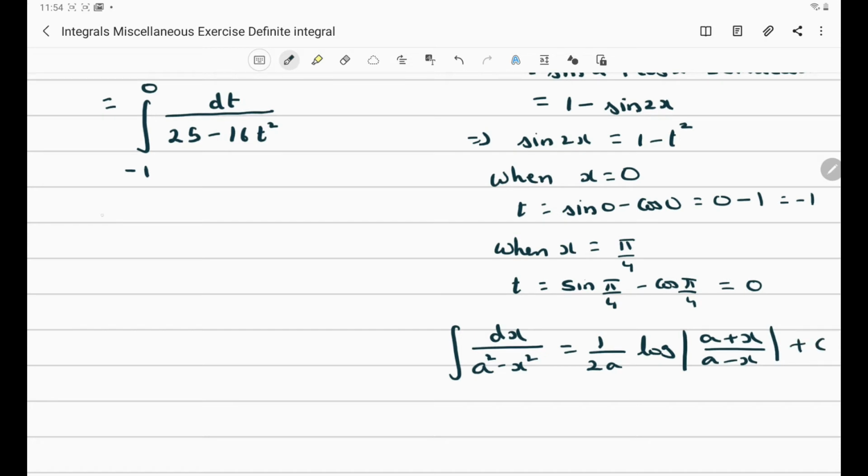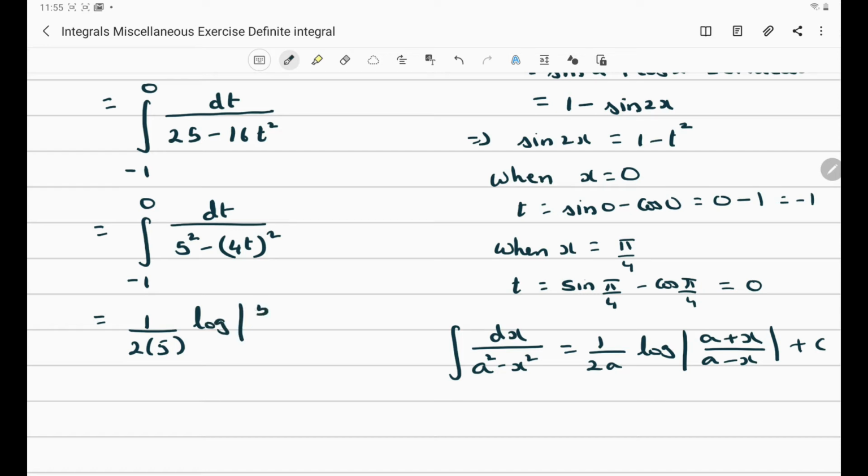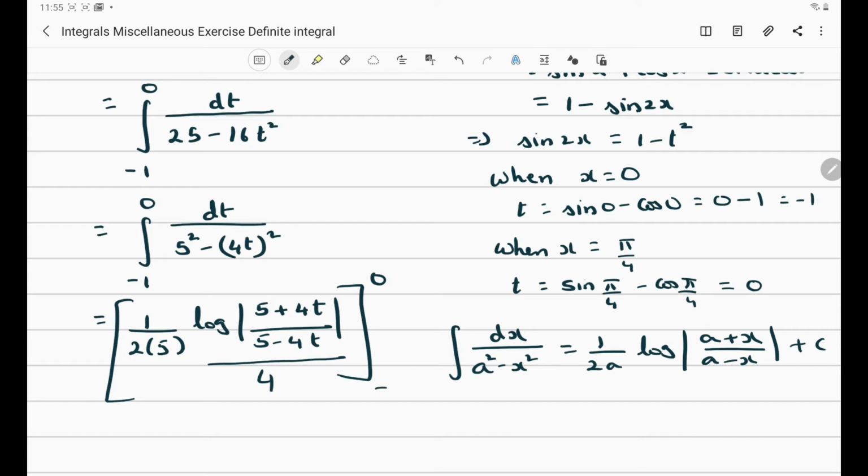So let's make use of this identity. We can write it as integral from minus 1 to 0 dt divided by, we write 25 as 5 square minus 4t whole square. So this will be equal to 1 by 2a, that is 2 into 5 log mod 5 plus 4t divided by 5 minus 4t, whole thing divided by coefficient of t, that is 4.